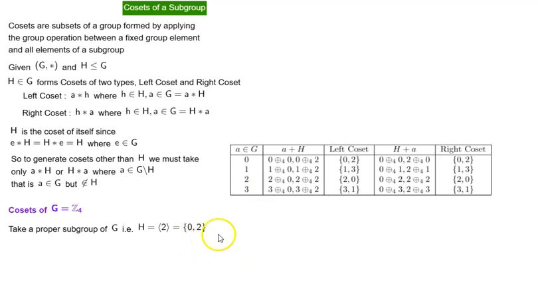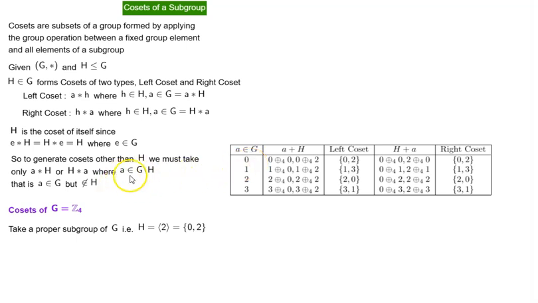Then we have 0 plus 3 and 2 plus 3. And now we add it up, we get 0, 2, 1, 3, 2, 0 and 3, 1. So we have got the right cosets. Here we could have reduced the number of rows by not including the elements of H.